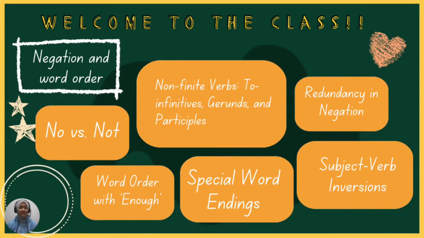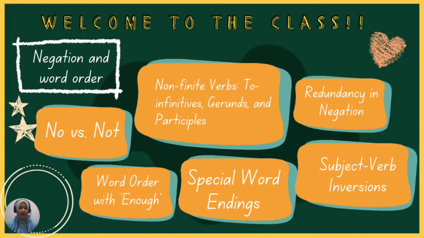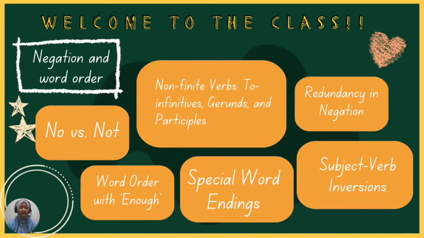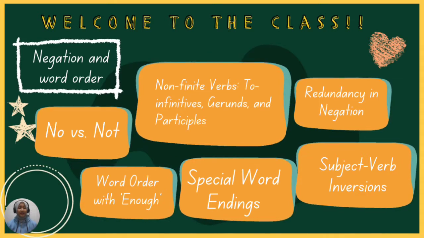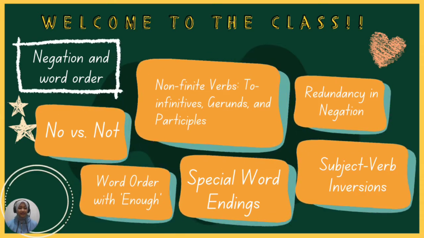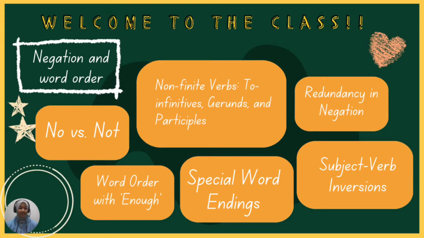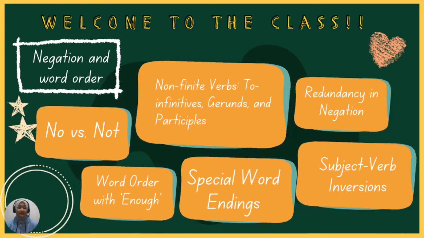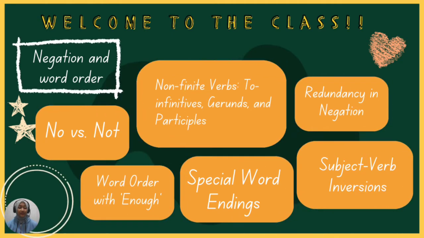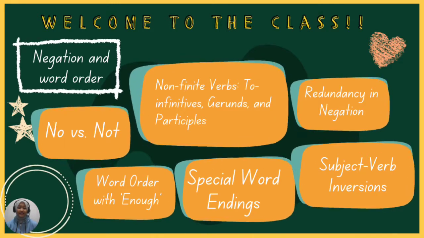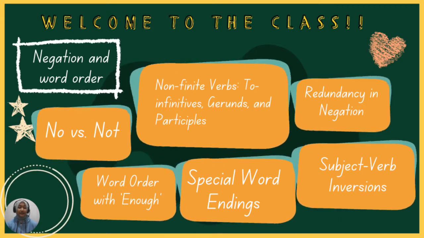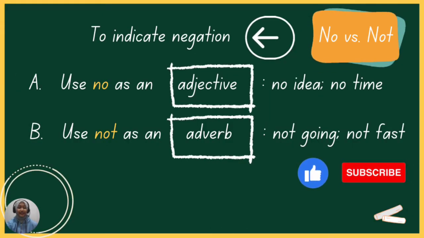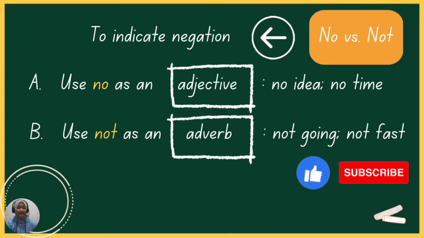These are the points that we are learning today about negation and word order. The points include no versus not, non-finite verbs, including to infinitives, gerunds and participles, redundancy in negation, word order with enough, special word endings, and subject-verb inversions. Let's start from the first point.